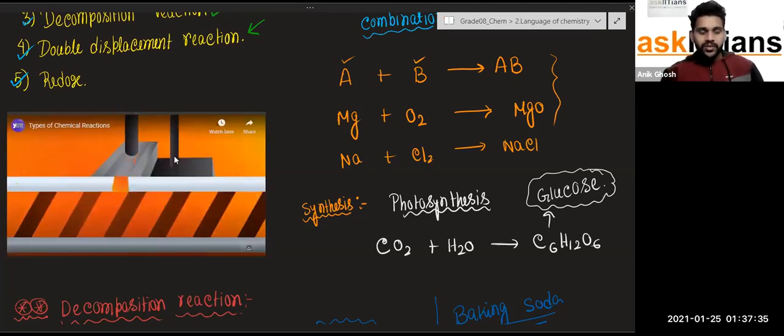So they're saying that this is a thermite reaction. You would learn about it later. This type of displacement reaction even helps us to make the tracks. When there is a crack on the railway tracks, then it would help to fill it.